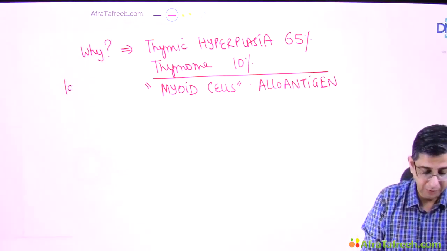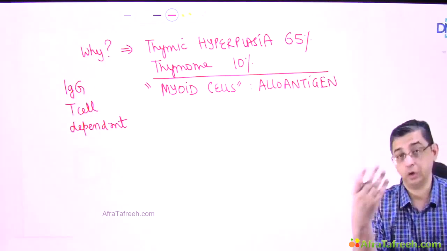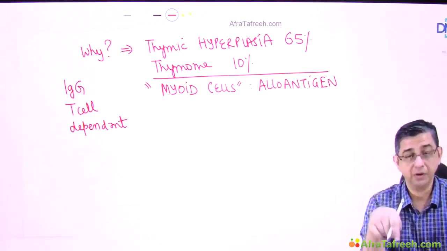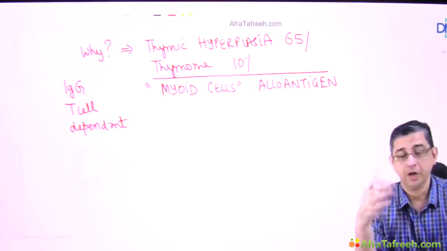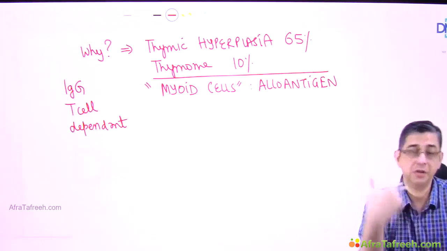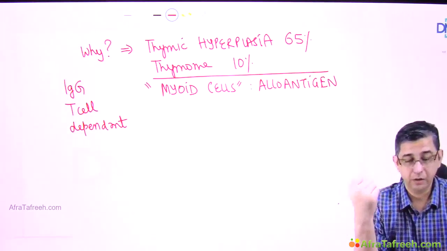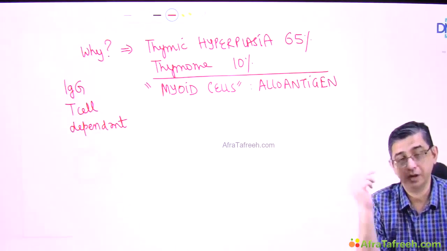The antibodies which are found in this condition are all T cell dependent and are of the IgG class. The importance of knowing that the antibodies are IgG class is that they can cross the placenta. Autoimmune diseases are common in women, so when a young lady with myasthenia gravis conceives, she can transfer this antibody to her baby, and congenital or neonatal myasthenia gravis could be a presentation in this case.